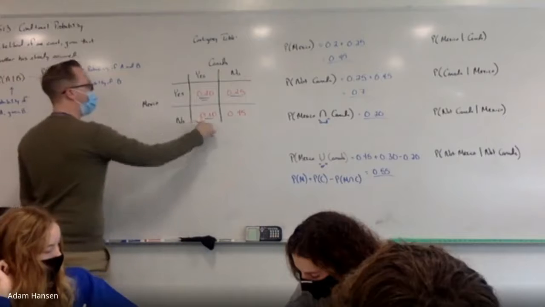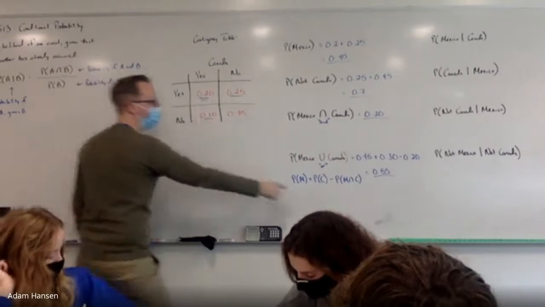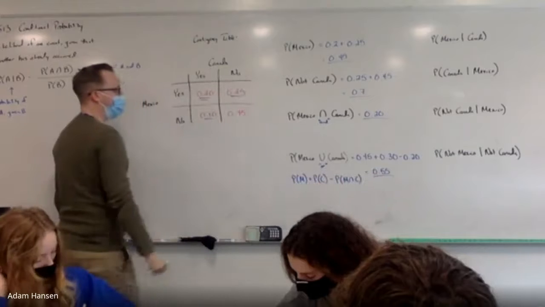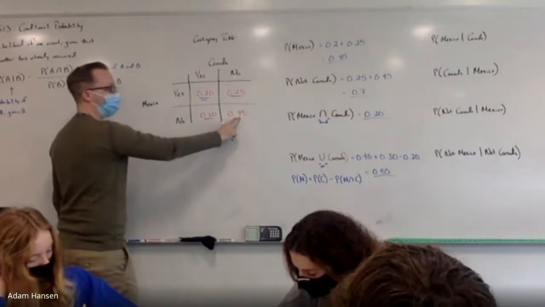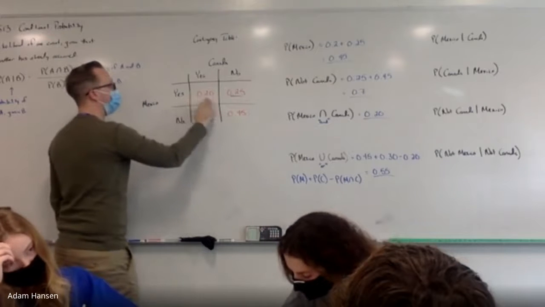I'm basically adding up these three numbers, 25%, 20%, and 10% to make 55%. We're thinking about it as everyone except for those that have been to neither. Neither Mexico nor Canada.